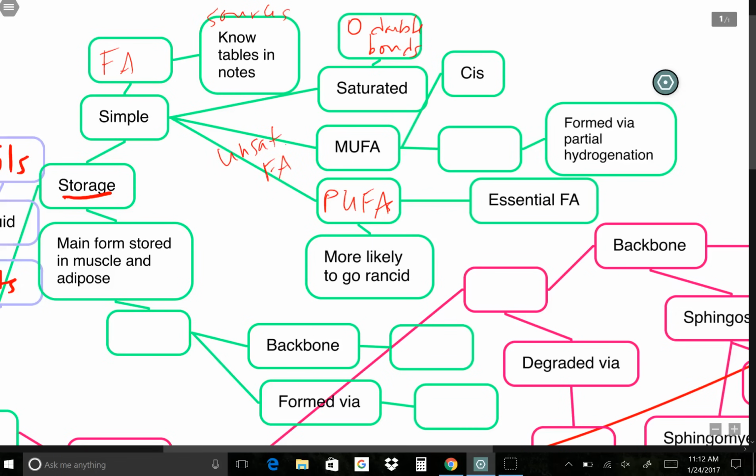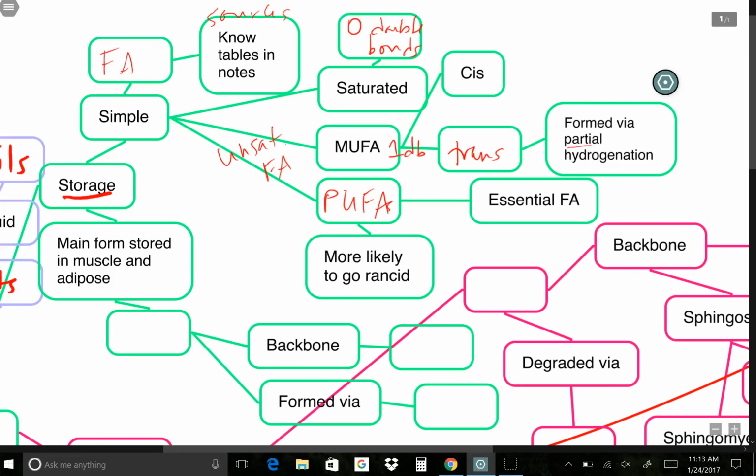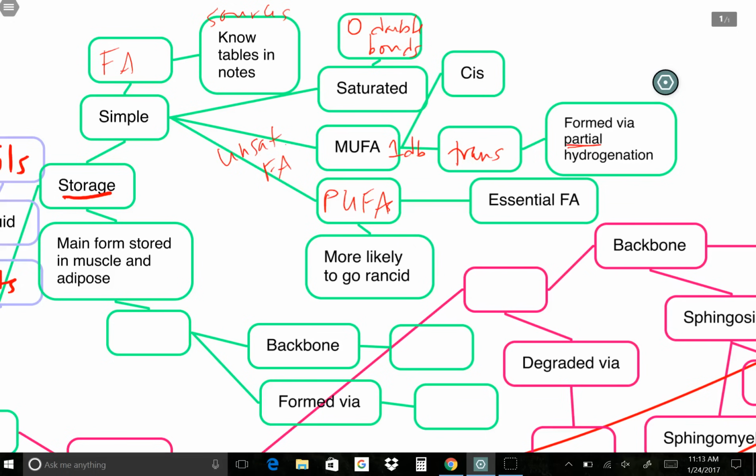With MUFAs, they just have 1 double bond, and that double bond can either be cis or trans. There are a few trans double bonds found in nature, but usually dairy products are the main source. Most of the trans that we consume are unnatural, synthetic ones that are formed via partial hydrogenation. Remember, partial is that key word. When we hydrogenate something, we're taking away double bonds. So if we partially hydrogenate it, we're taking away some of the double bonds, but not all of them.